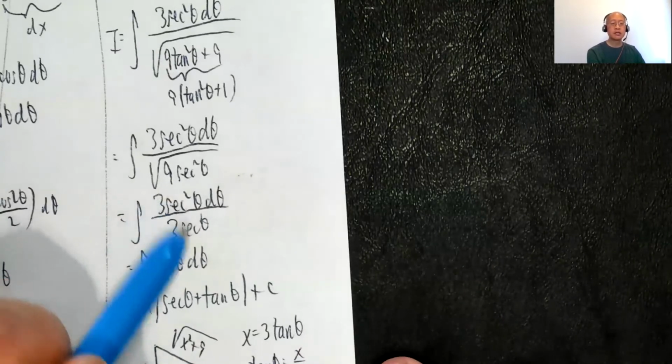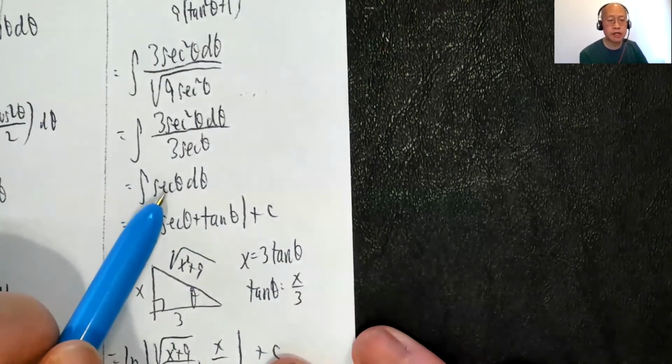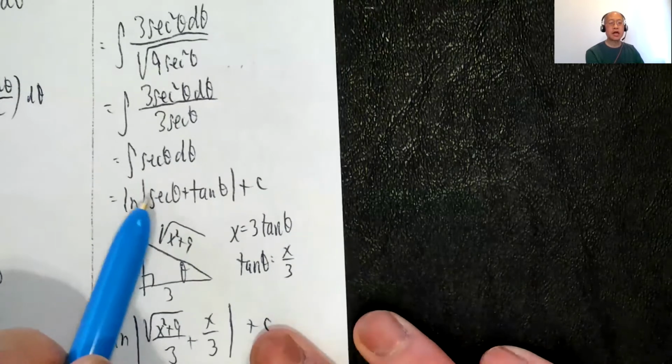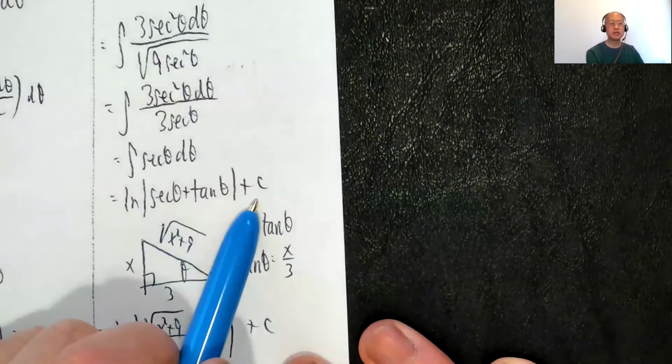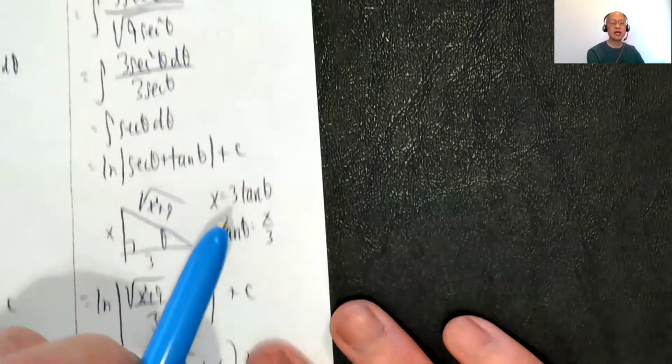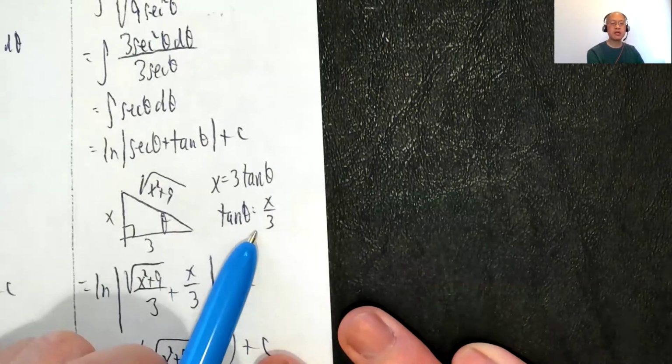The 3's cancel out, secant cancels out. I'm integrating secant theta, which is ln absolute secant theta plus tangent theta plus c. And now we're told that x is 3 tan theta. So tangent theta is x over 3.